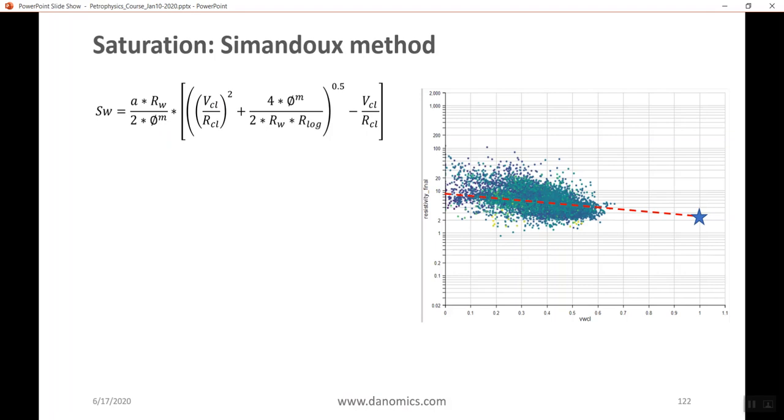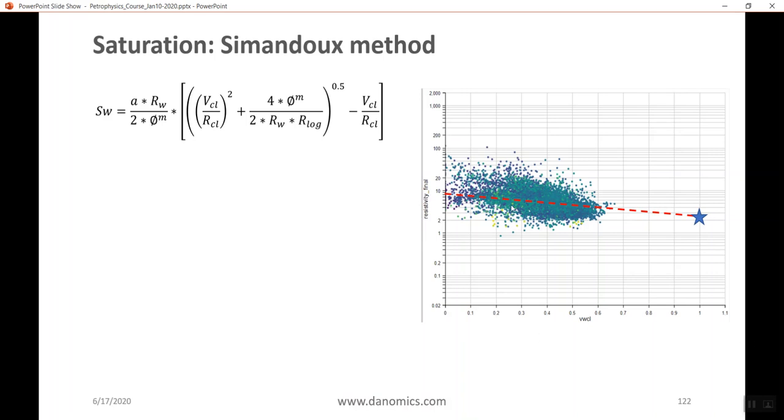Now we're going to look at a few of the other methods that are out there. For example, the Simandoux method. As you can see, this equation is a bit more involved. The main thing here is that it has this resistivity of clay component, and we would generally establish this resistivity of clay through a cross plot of resistivity versus our clay volume.